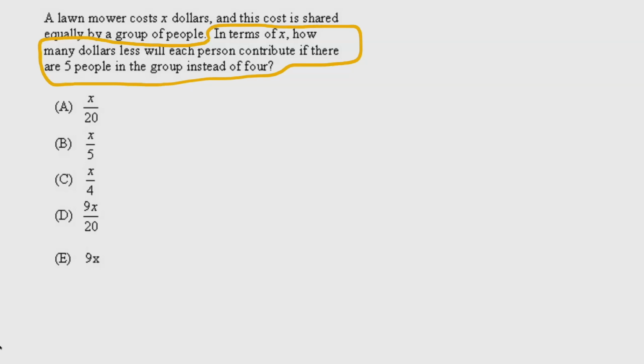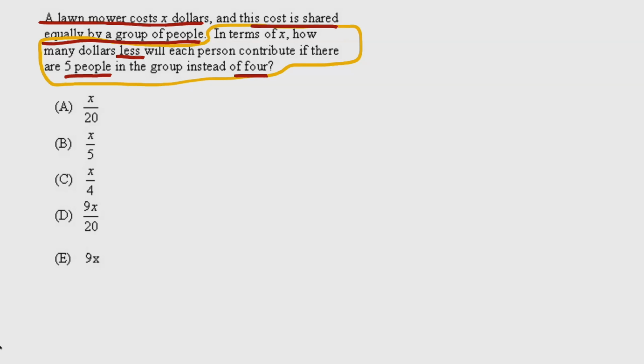Okay, so the first thing I've done is to isolate the question. I put a box around it. This way, we can always make sure that we know exactly what is being asked and can refer back to it at any time if we need to. The second thing I'm going to do is underline the details I need to solve this problem. So the first one is that the lawnmower costs X dollars, and that the cost is shared equally by a group of people, and that the group of people will consist of both 4 people and 5 people, and that we're going to find out how much less each person has to pay if there's a group of 5 people instead of 4.